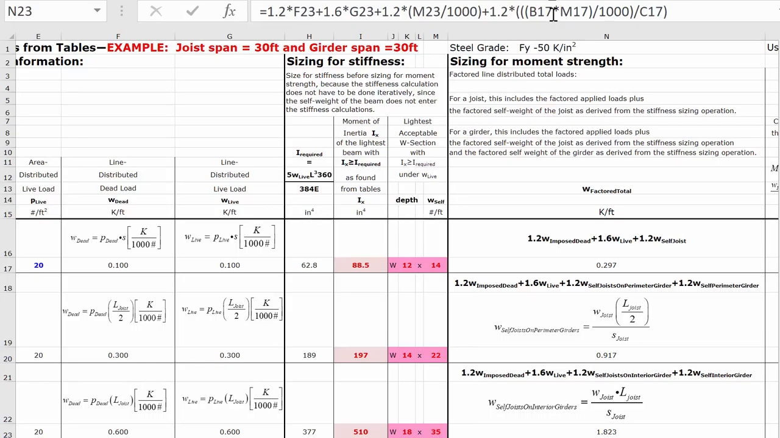B17 is the length of the joist, and M17 is the weight per foot. And then we divide by 1,000, and again we divide by the spacing of the joist, which gives us the distribution along the interior girder. And this number ends up being 1.823 kips per foot. So now we have all those loads for the roof, and we can go size those beams.